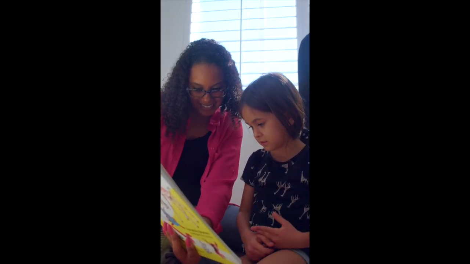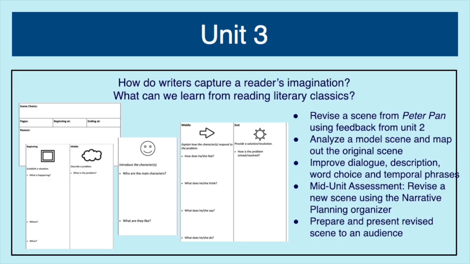In the final unit of this module, students revise a scene from Peter Pan and prepare a presentation to explain their revisions. They start by analyzing a model scene from Peter Pan and Kensington Gardens, and then select a scene from Peter Pan to revise, using feedback from Unit 2. Students map out the original scene, revise key parts without changing the outcome, and focus on improving the dialogue, description, and word choice. For the mid-unit assessment, they revise a new scene using a narrative planning graphic organizer, seen on the left side of the screen.